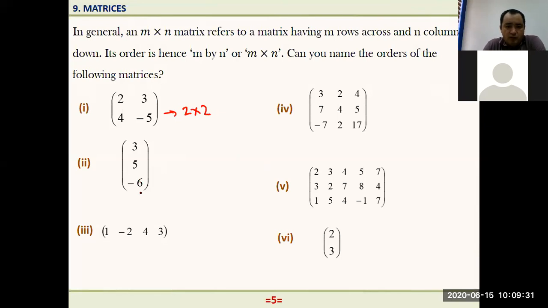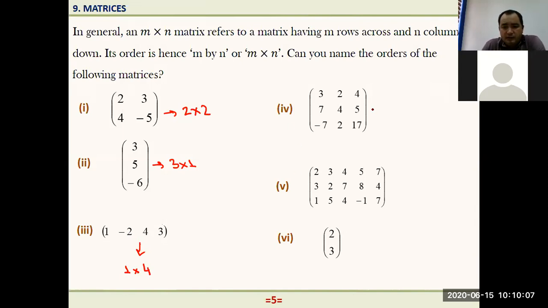How about this one? It has only 1 column, and 1, 2, 3 rows. Always you have to write the number of rows first. So it has 3 rows and 1 column, so this is a 3 by 1 matrix, right? And how about this matrix? It has only 1 row, so it is 1 by how many columns? 1, 2, 3, 4. So this one is a 1 by 4 matrix. We also call this a row matrix because it has only 1 row.